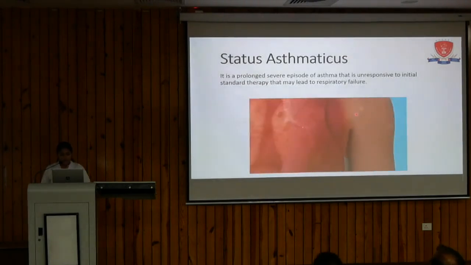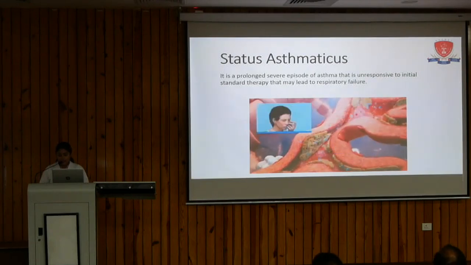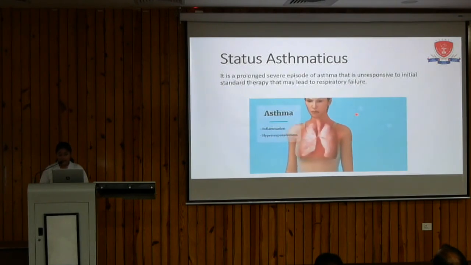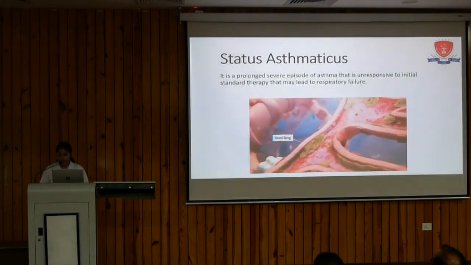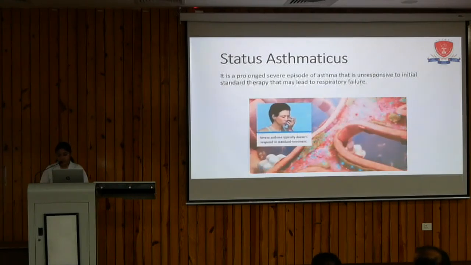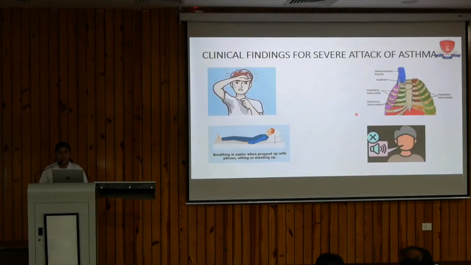Asthma is a chronic inflammatory condition of the airways characterized by airway hyperactivity, inflammation, bronchoconstriction, and mucus secretion. Status asthmaticus is a prolonged severe episode of asthma that is unresponsive to initial standard treatment that may lead to respiratory failure. The following clinical findings are helpful in identifying patients experiencing an acute asthma attack.